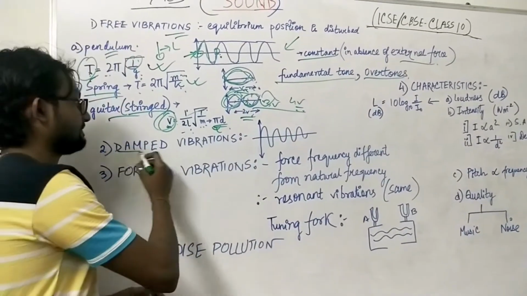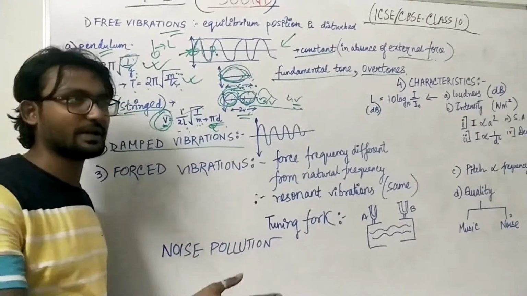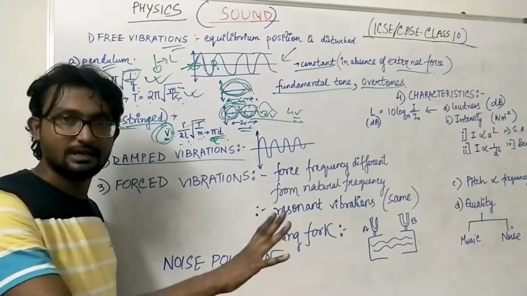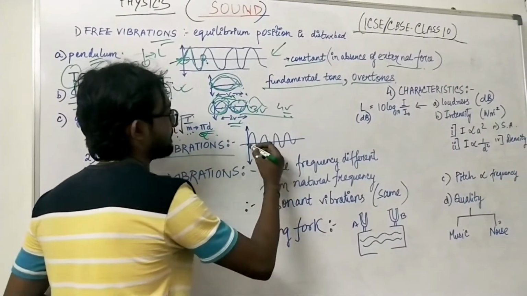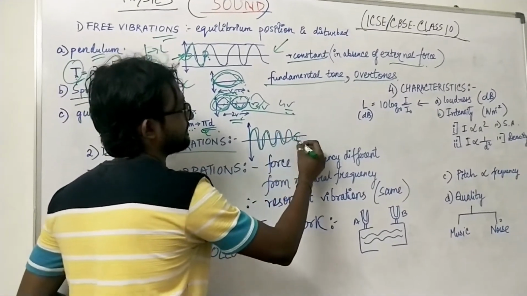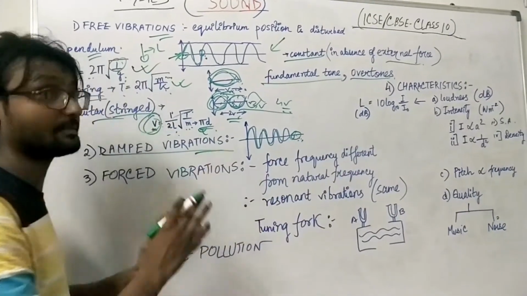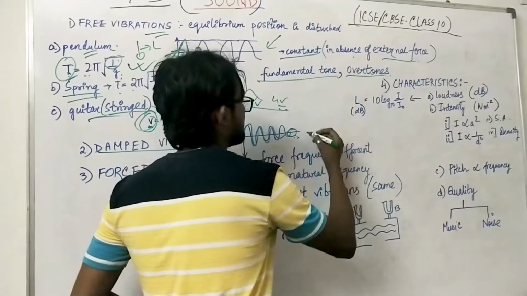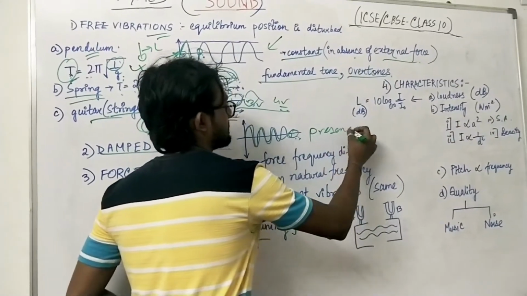Then the damped vibration. As I told you, if a ball is moving and I hold it, applying an external force in order to stop it, the vibration will slowly come to an end. So this is called damped vibration, as I've told you. This happens in the presence of an external force.